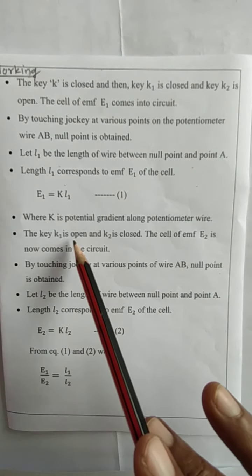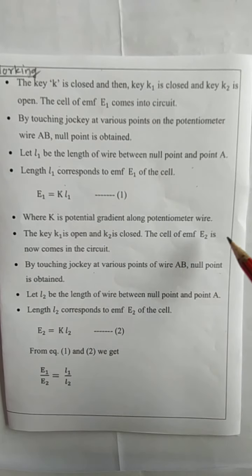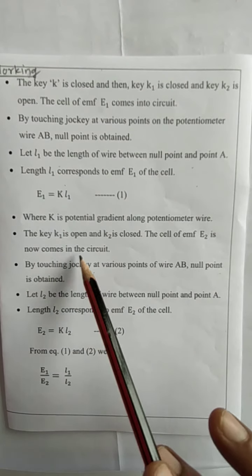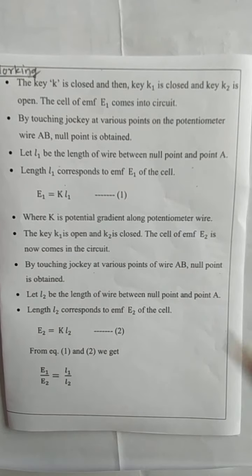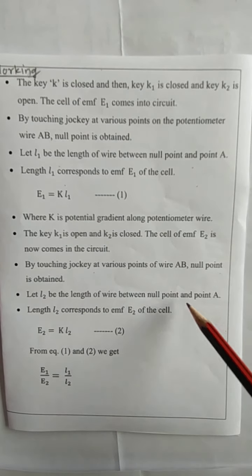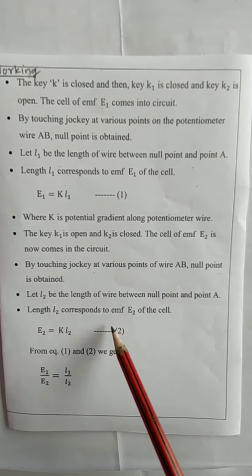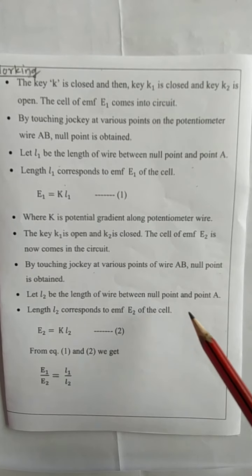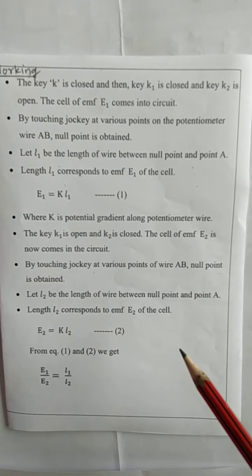Key K1 is open and K2 is closed. The cell of EMF E2 now comes in the circuit. By touching the jockey at various points of wire AB, a null point is obtained. Let L2 be the length of wire between the null point and point A. Length L2 corresponds to EMF E2 of the cell. Therefore, E2 is equal to KL2, equation number 2.